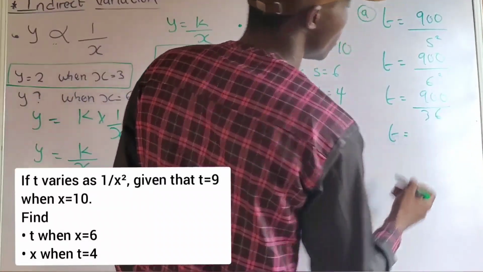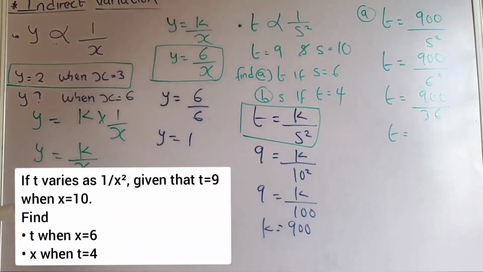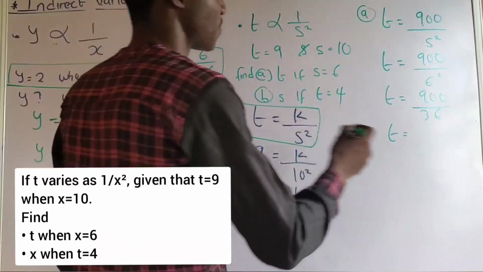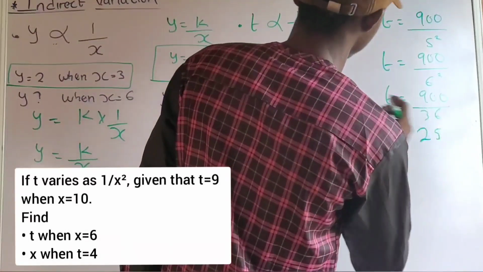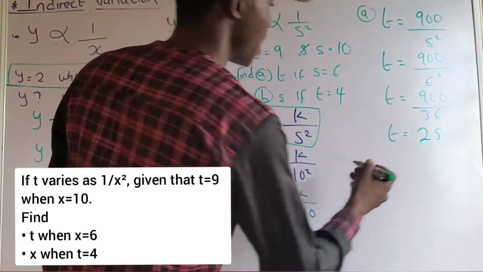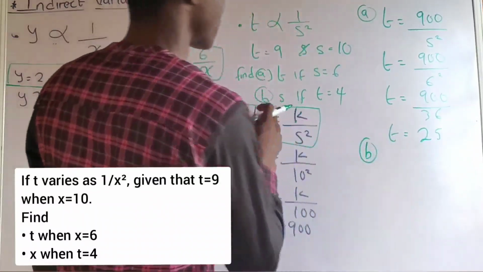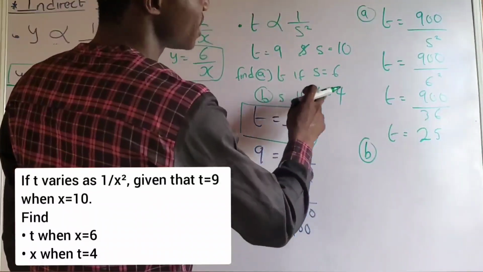Now, please pay attention. 900 divided by 36 will give us 25. You understand? So t equals 25. The value of t when s is equal to 6 is 25. Now, let us get b. For question B, we are asked to find s if t equals 4.